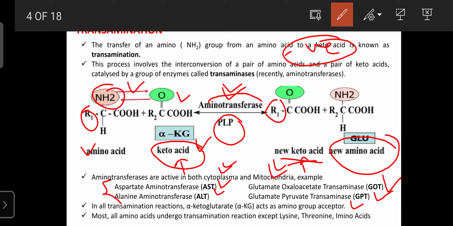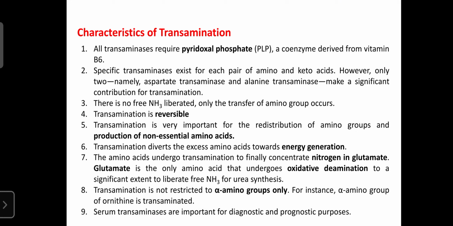Most amino acids undergo the transamination reaction except lysine, threonine and one other amino acid, which do not undergo it. But the maximum number of amino acids are catabolized or metabolized by transamination reactions, except lysine, threonine and that other amino acid. Now let us go to the characteristics of the transamination reaction. Transamination is one of the main reactions where the amino group is transferred from an amino acid to a keto acid, and it is one of the catabolic reactions or metabolism of amino acids.